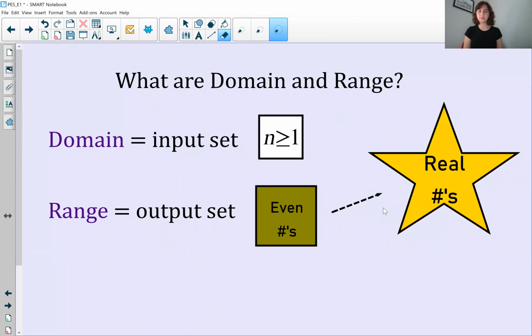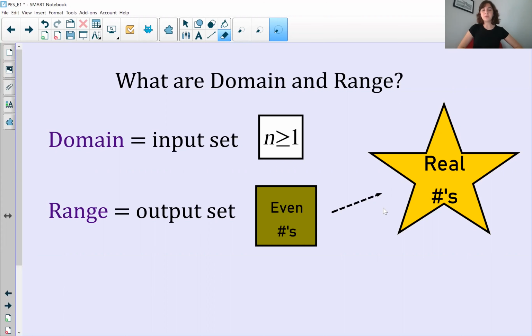So what are domain and range? Domain, as you could probably tell by what I was saying, is just the input set. It's the set of numbers that we plug into our function. In the last example, n greater than or equal to 1 was my input set. My range is going to be my output set. That's just what I get when I apply my domain to the function. It's the set of numbers that I get out of that.